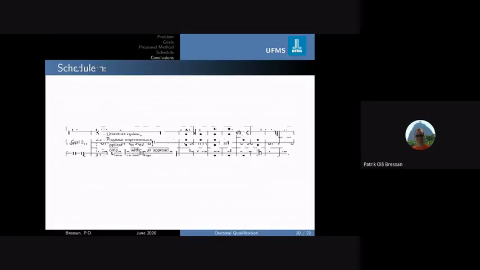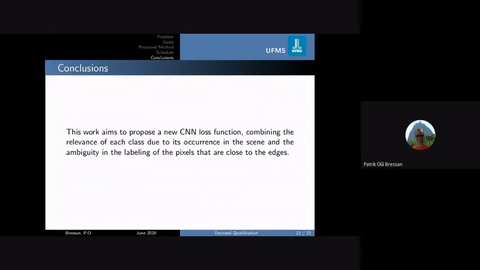And so, conclusions. This work aims to propose a new CNN loss function, trying to combine the relevance of each class due to its occurrence in the scene and the ambiguity in the labeling of the pixels that are close to the edges.